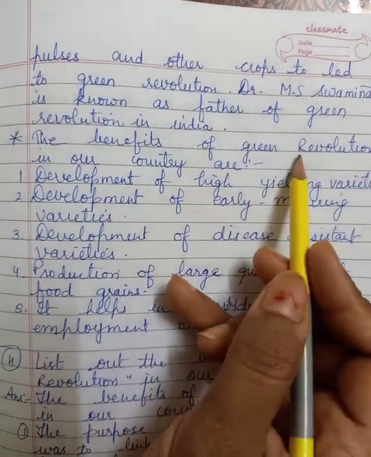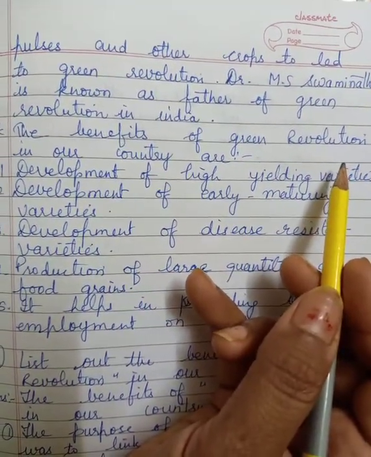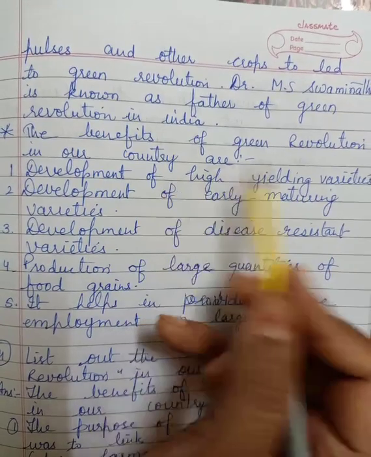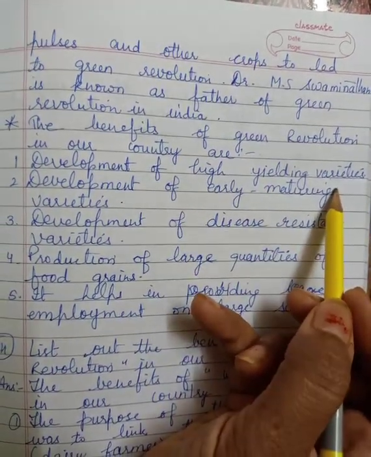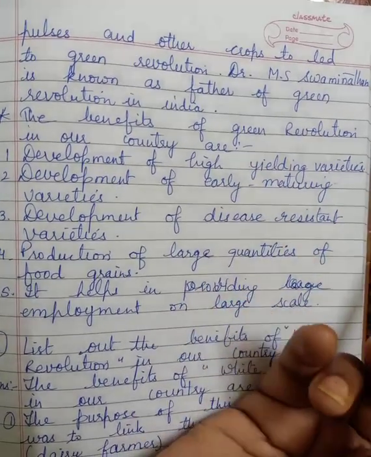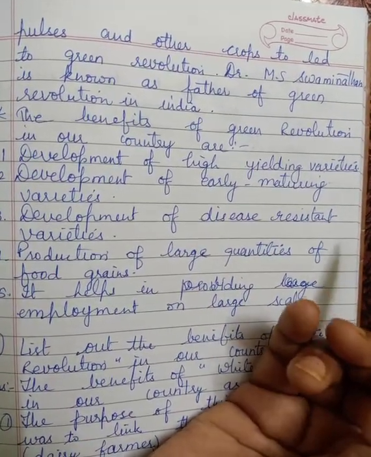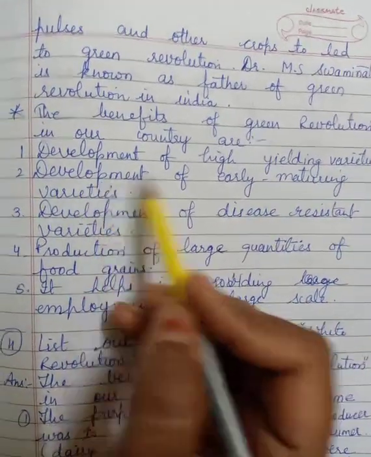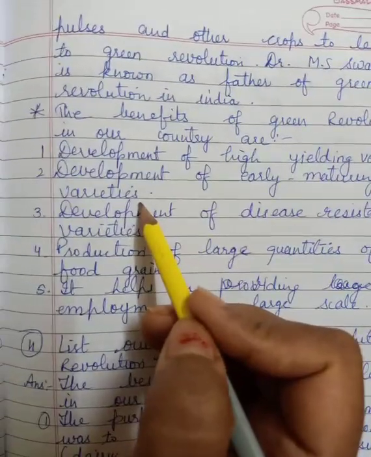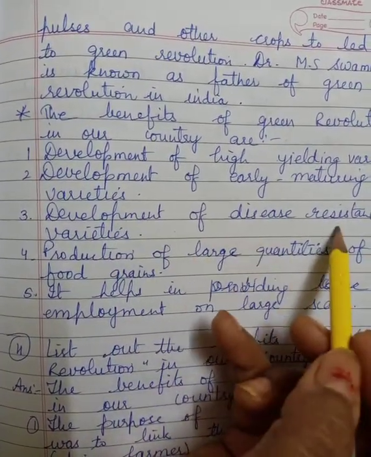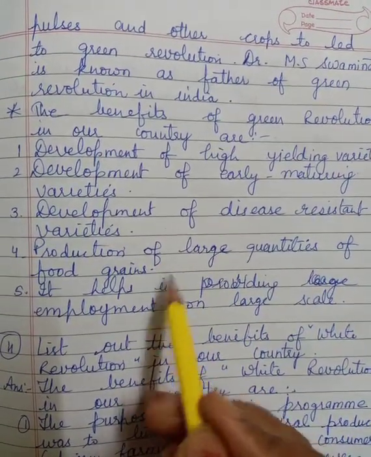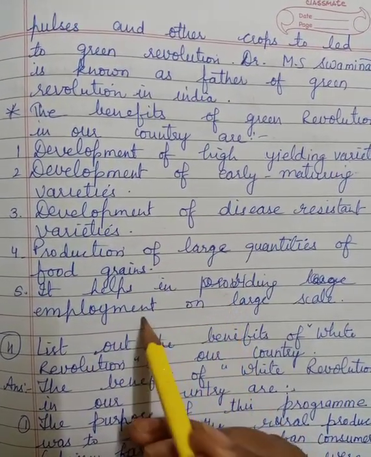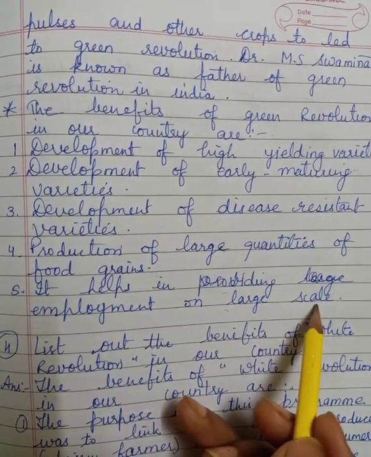The benefits of the green revolution in our country are the development of high yielding varieties. We have discussed that because of the green revolution we have got high yielding varieties. Development of early maturing varieties, development of disease resistant varieties, production of large quantities of food grains, as well as providing employment on a large scale.